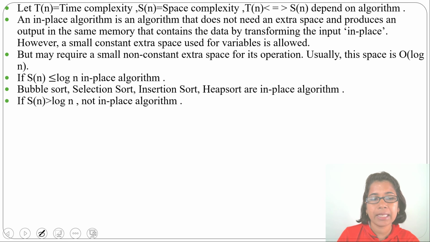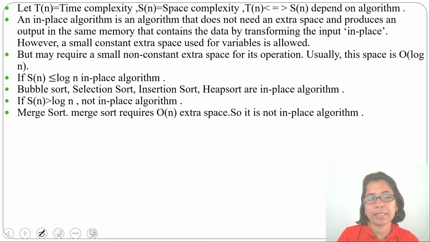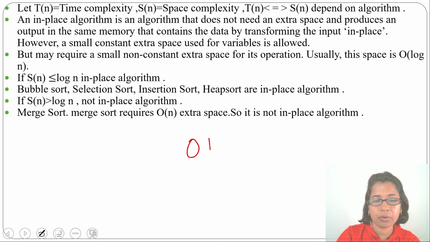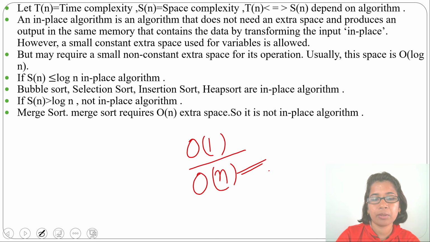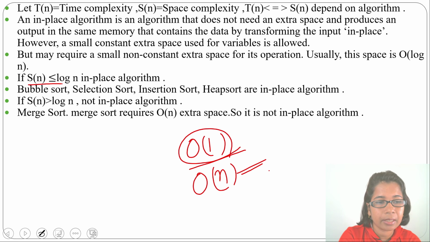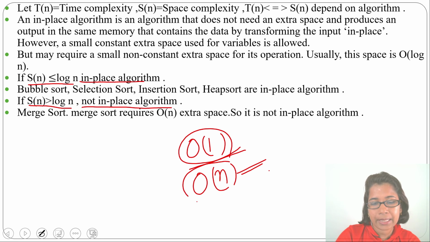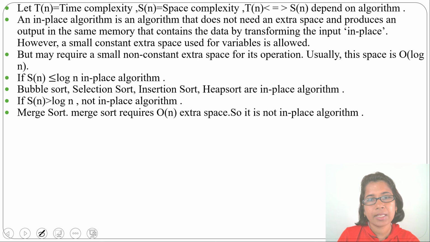If space complexity is greater than log n, then that is not an in place algorithm. Merge sort is an example of a not in place algorithm, as it requires big O of n extra space. I discussed 4 examples. In the first example it was big O of 1. This is an in place algorithm. For the second, third and fourth it was big O of n. This is a not in place algorithm. When space complexity is less than or equal to log n, it is an in place algorithm. When space complexity is greater than log n, it is not an in place algorithm. This n value is greater than log n while 1 is less than log n. With this, I am finishing space complexity.